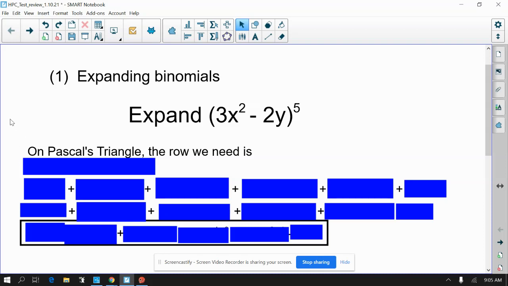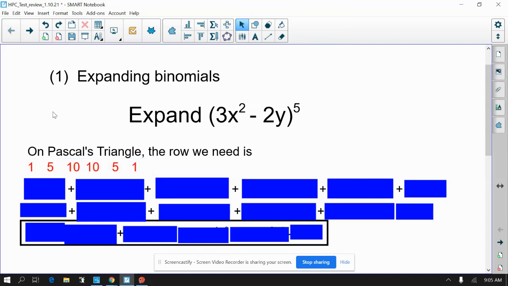I've got some problems here. One type of problem is going to be on definitely expanding binomials. So this binomial raised to the fifth power, we should know by now that when you multiply this all out and simplify, you would have 6 terms. You always have one more term than the power. And Pascal's triangle helps us out.